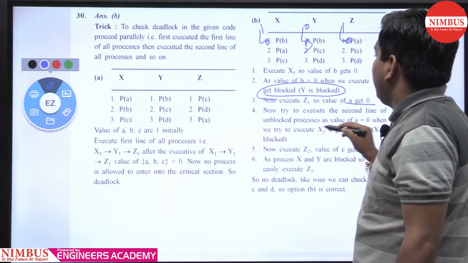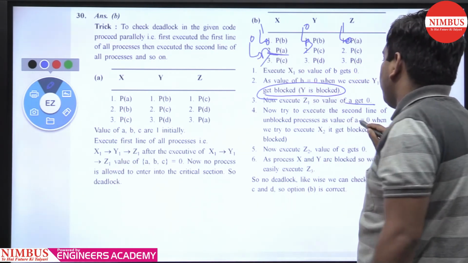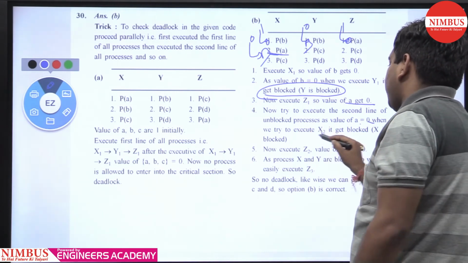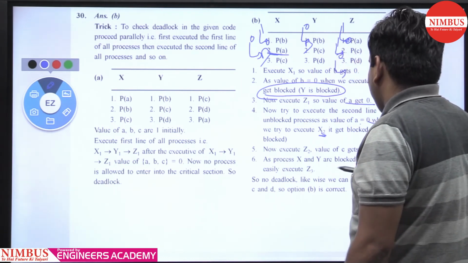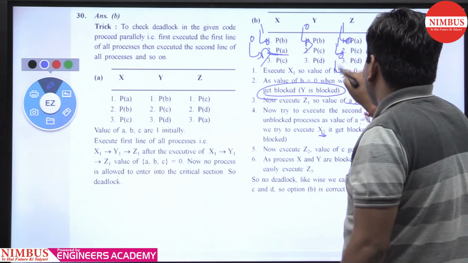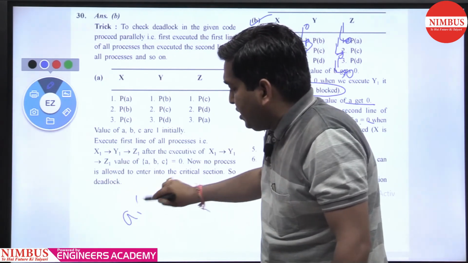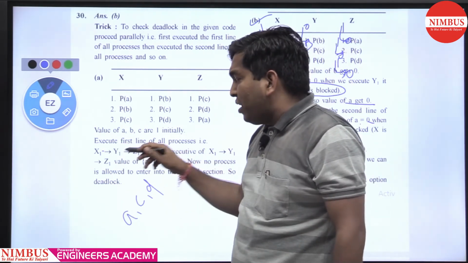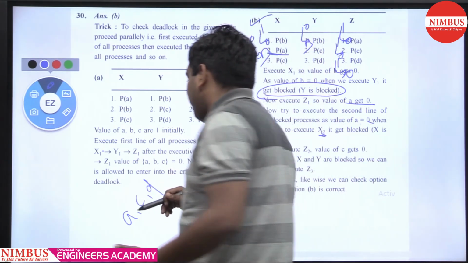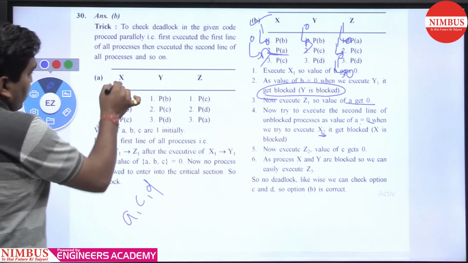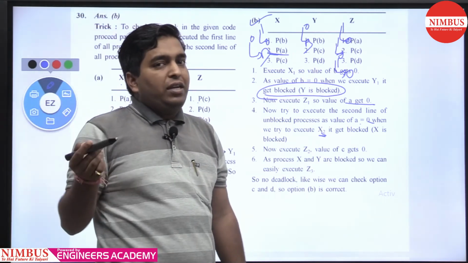Now execute Z1 and the value of A becomes 0. Now we try to execute the second line of unblocked processes like X2. Then it becomes 0 to block because A is 0, so X2 is blocked. Now we execute Z2, 1 to 0, because C is 1 right now, so it executes, then execute Z3, 1 to 0. So in option B there is no deadlock, but options A, C and D have deadlock. Here X1, Y1, Z1 mean the first lines of X, Y and Z. Getting my point? So in this question, option B is the right answer, which does not create a deadlock.